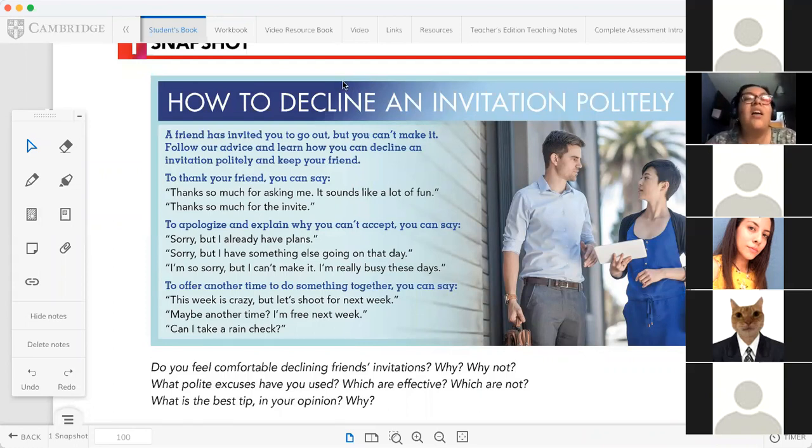All right, very good. So in this case, it says, a friend has invited you to go out, but you can't make it, you can't go. No vamos a decir que no quieres ir, de verdad no puedes. Te invitan para el miércoles y el miércoles tú ya tienes un plan. You can't, okay? So in this case, follow our advice and learn how you can decline an invitation politely and keep your friend, okay? So option number one, you can thank your friend. To thank your friend, you can say, oh, thanks so much for asking me. It sounds like a lot of fun.